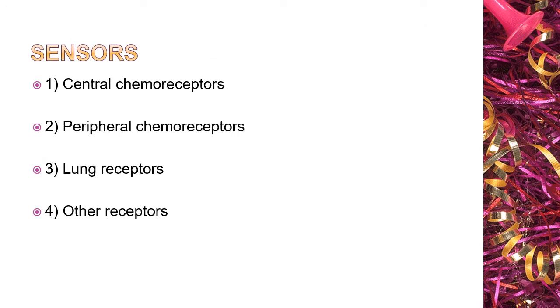Yeah, so we talked about sensors in the previous slide, and you know that sensors sense the changes, and they will send this information to the control center. So we have different types of sensors, depending on the location and function, right? So we have central chemoreceptors, and we have peripheral chemoreceptors, we have lung receptors, and others. And we'll talk about all these chemoreceptors and lung receptors and other receptors in a bit more detail later.